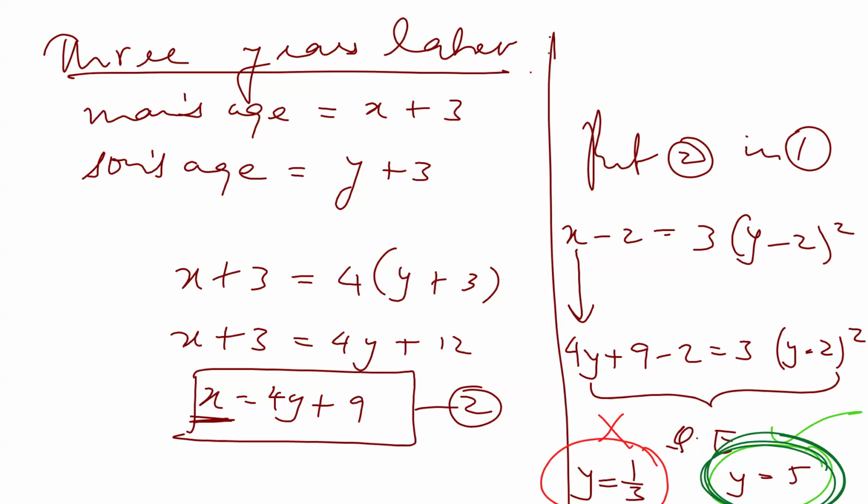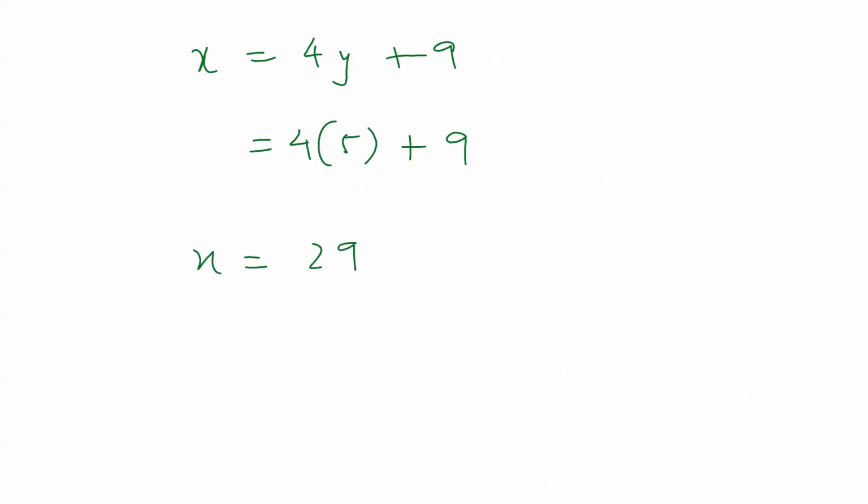I hope everybody has copied this. I replaced x with 4y plus 9. Put 2 in 1. We got the current age of the son. Now x is equal to 4y plus 9. This is from 2. Put the value of y as 5, and we'll get the value of x. So the current age of man is 29.